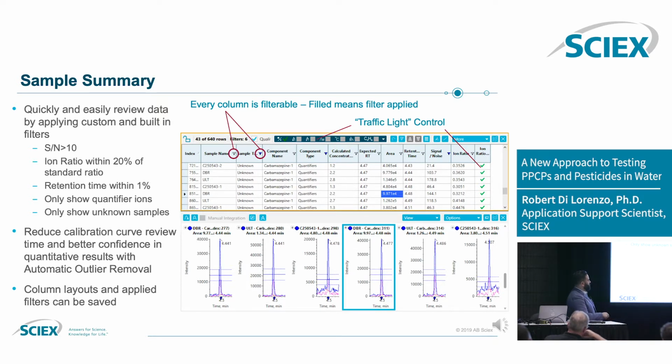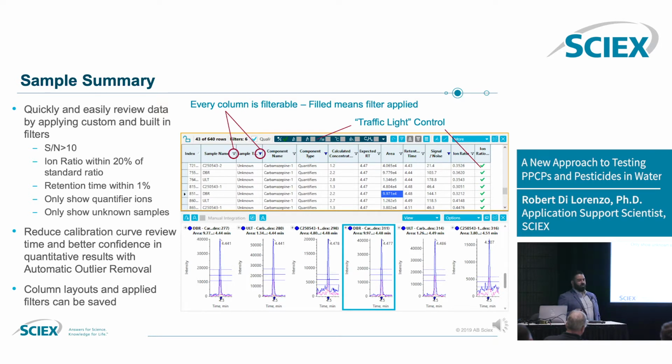Bring up your peak review. You see everything right underneath. You can show your ion ratio confidence line. So in this case, I looked at signal noise greater than 10, ion ratio within 20%, and that's this visual check marks using this traffic light control. I looked at retention time within 1%.